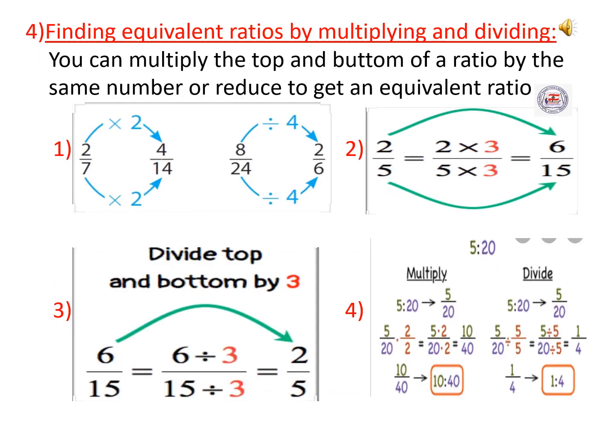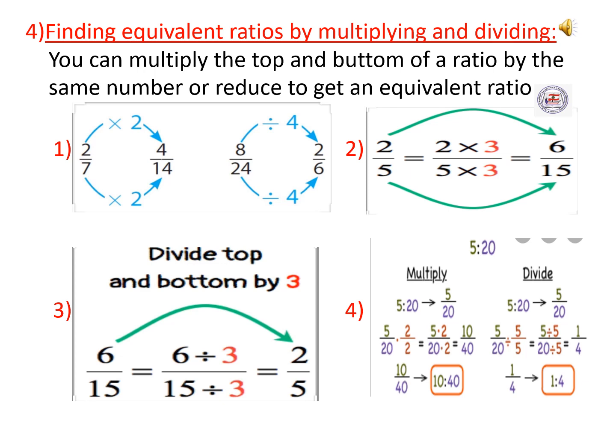Equivalent ratios can be formed by multiplying the ratio by any number, or by dividing the two terms of the ratio by a common divisor for the numerator and the denominator. First example, 2 over 7. We multiply the two terms of the ratio by 2. 2 times 2 is 4, 7 times 2 is 14. 2 over 7 and 4 over 14 are equivalent. Second example, 8 over 24. We divide the two terms of the ratio by 4. 8 divided by 4 is 2. 24 divided by 4 is 6. 8 over 24 and 2 over 6 are equivalent.